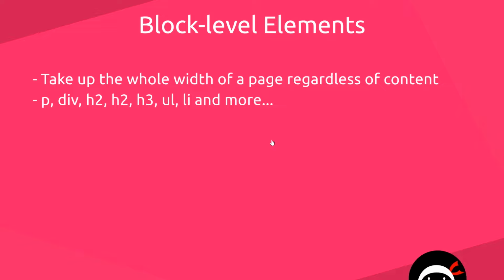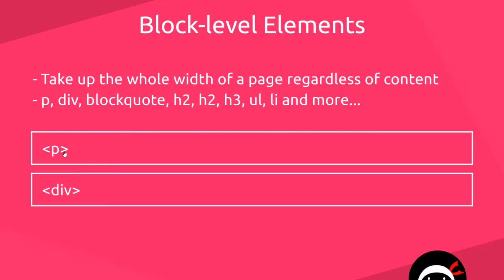So if we were to write a series of block level elements inside an HTML file and output it to a browser, it would look something like this, a p tag and a div tag. Each one takes up the full width of the page, and also each one starts on a new line.